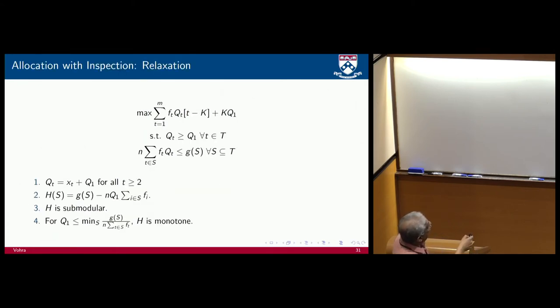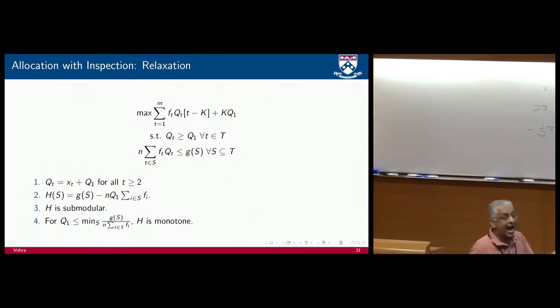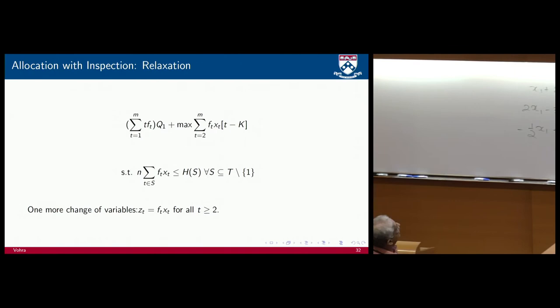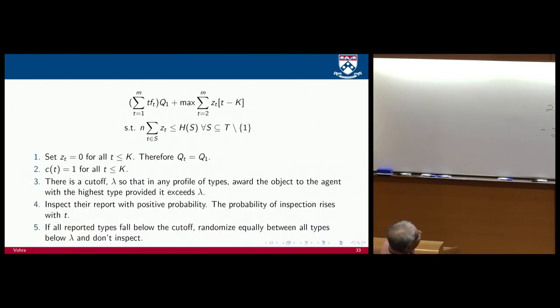Remember, qt was xt plus q1. Everyone gets at least as high a probability of receiving the good as the lowest possible type. Okay? So what this means is there is some threshold, I don't particularly care where, if all types are below that threshold, they all receive the same probability of winning the good. Okay? What else do I get from the greedy algorithm? Higher types get a higher priority than lower types.